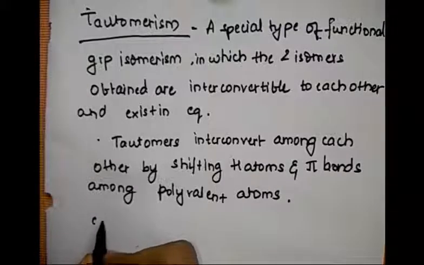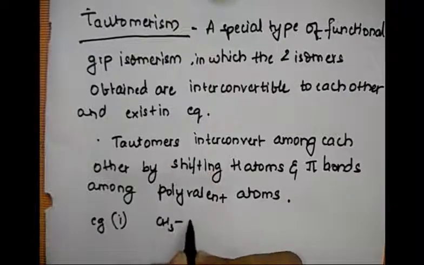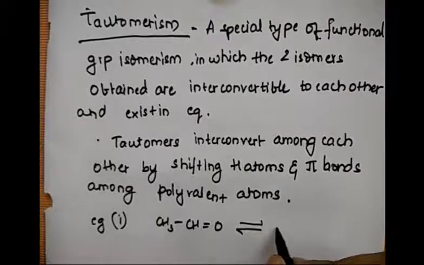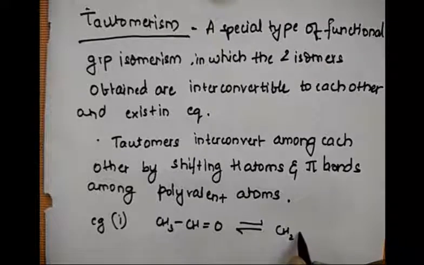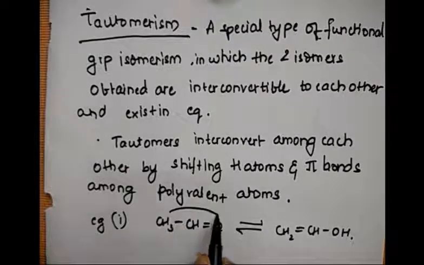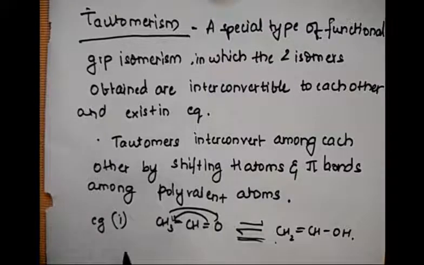So starting from example 1, CH3 CH double bond O. If you shift the hydrogen atom and the double bond, it will become CH2 double bond CHOH. Here what we have done, we have shifted the hydrogen here and the pi bond over here. So these both are tautomers and are in equilibrium.